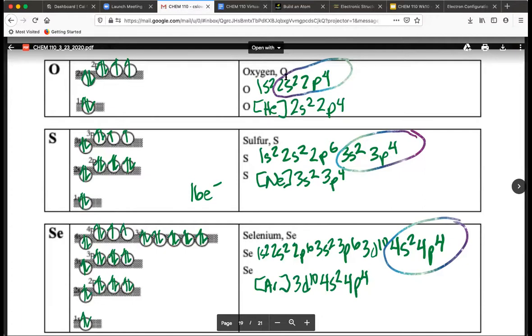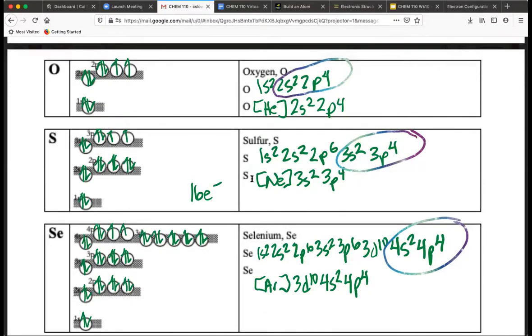Notice, right, these are the valence electrons. Oxygen has 6 valence electrons. Sulfur has 6 valence electrons. Selenium has 6 valence electrons. The only thing that changes is the number of the row. So in this case, this is the second row. In this case, this is the third row. And in this case, it's the fourth row. So oxygen, sulfur, and selenium all have the same structure.